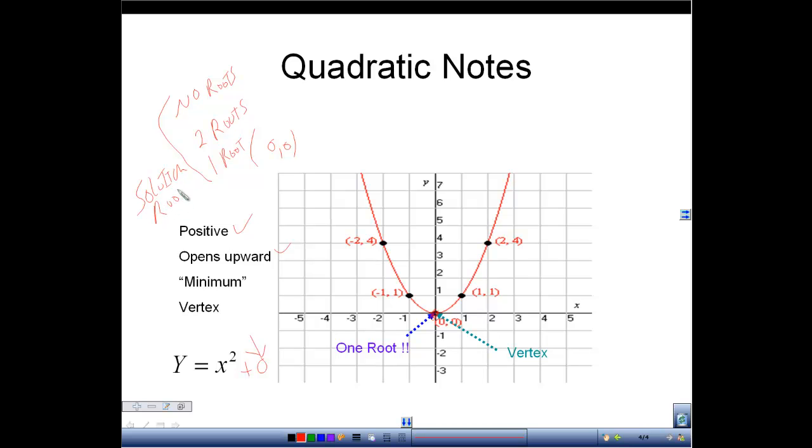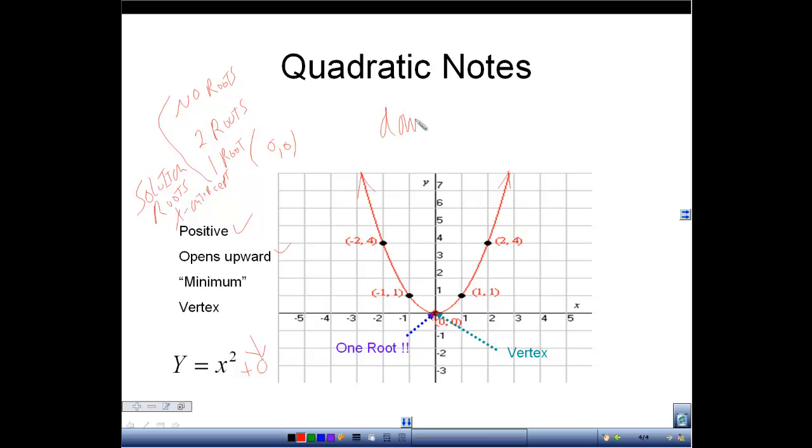Roots all mean the same thing: x-intercept. And that's basically all it is to it. Then all you do is plot your points and draw it. Now, don't forget, it goes forever and ever.